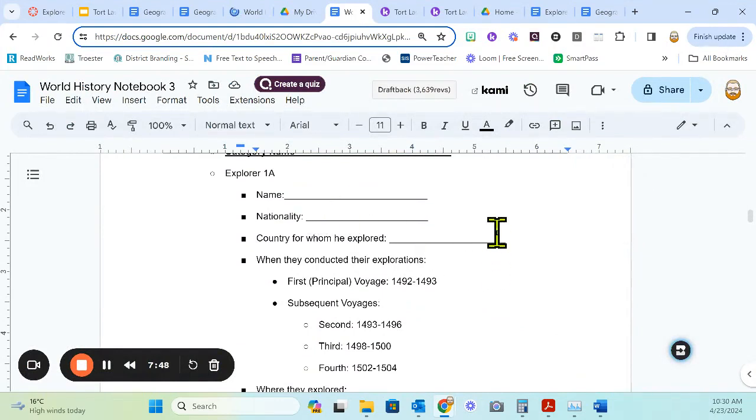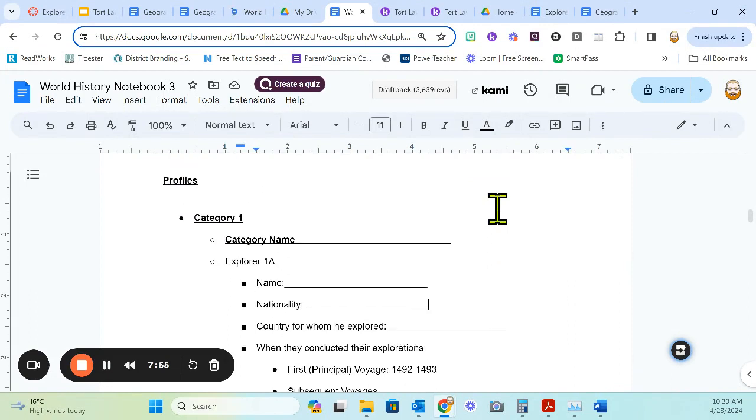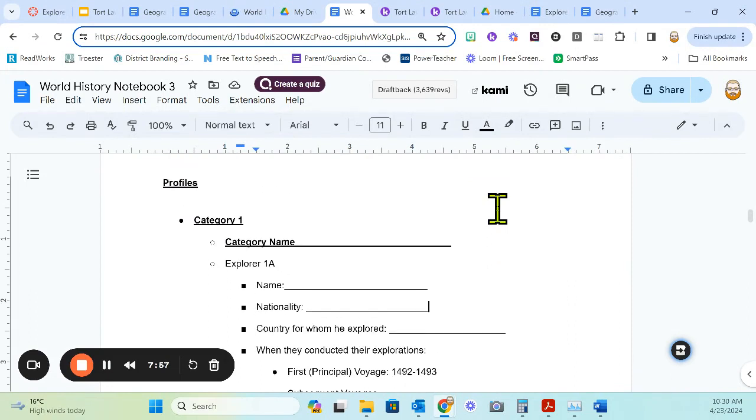And what country did he work for? Spain. Yes. You may need to sharpen it in a minute, but you can use it.